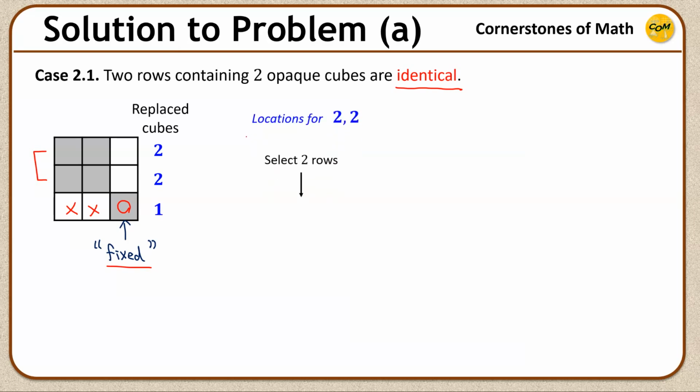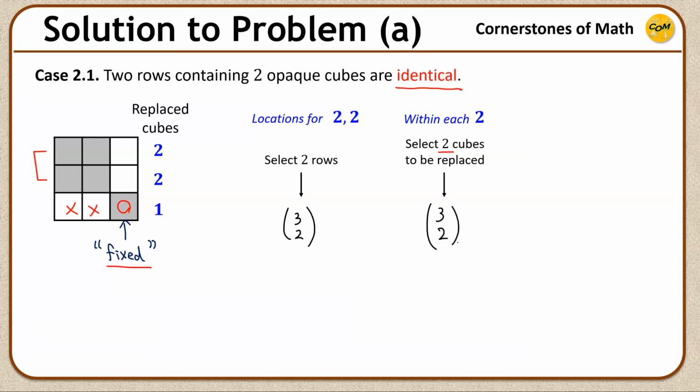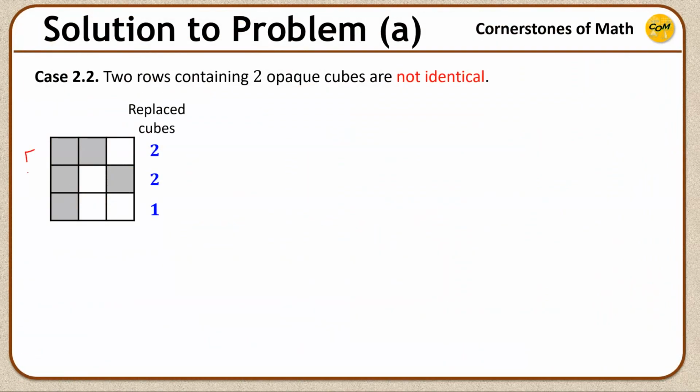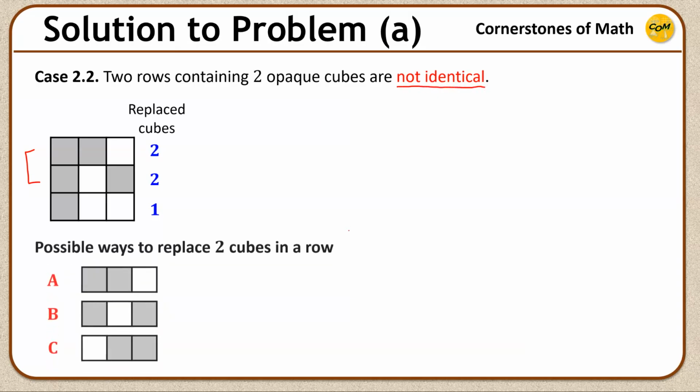Here, we first choose positions for the two identical rows where two cubes are to be replaced. There are 3 choose 2 ways. Then, within these 2 rows, we choose 2 column positions to determine the cubes to be replaced. There are also 3 choose 2 ways for each row. As I said, the last row is fixed, hence the total number of cases is 3 choose 2 times 3 choose 2, hence 9.